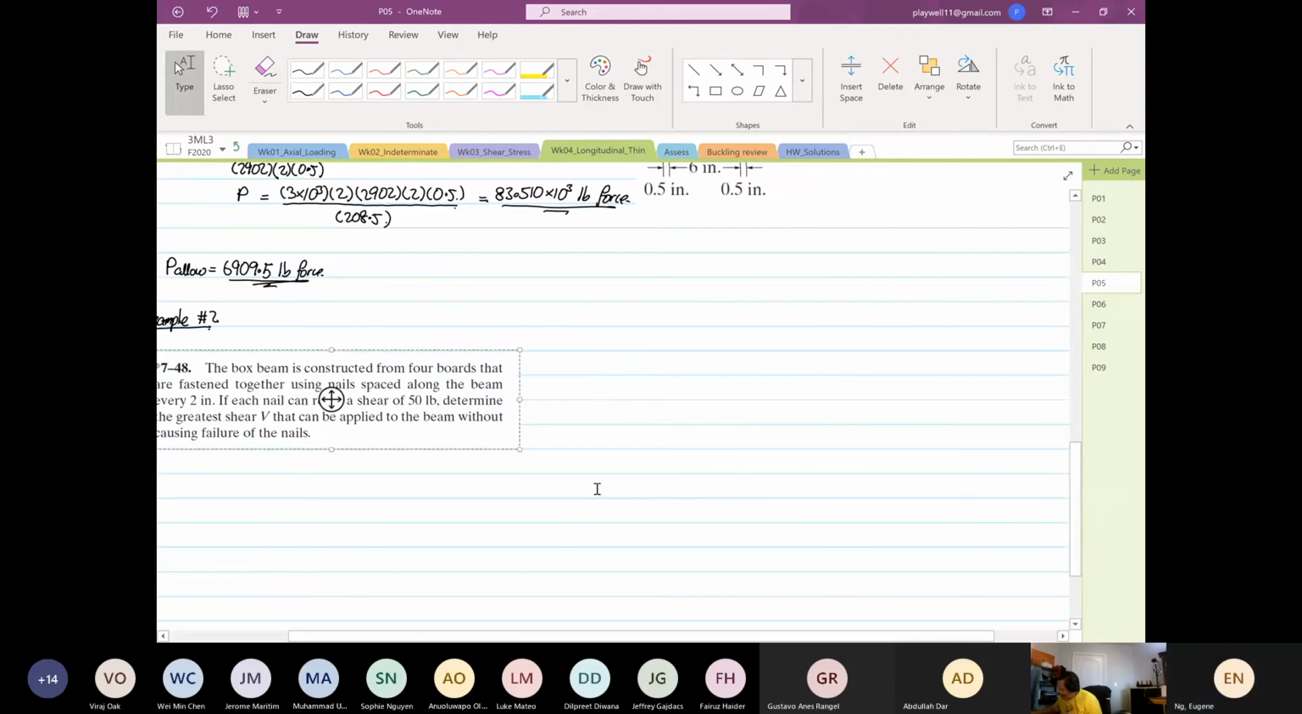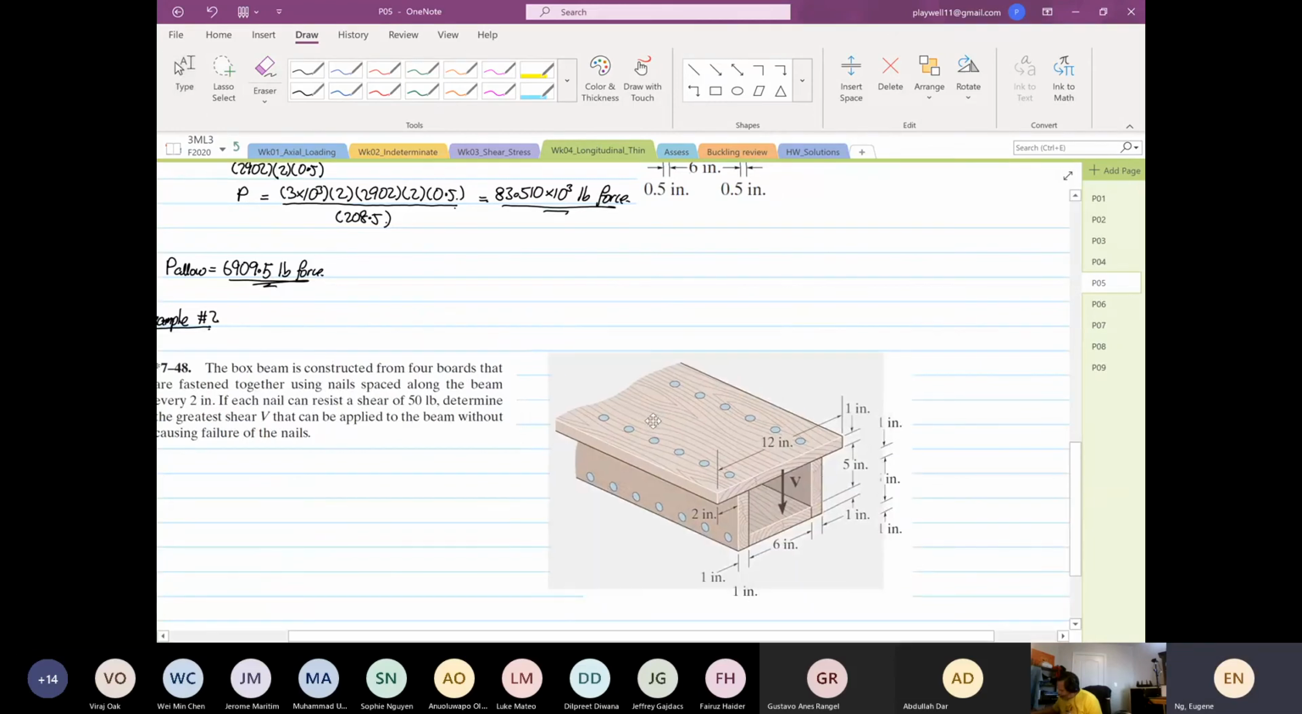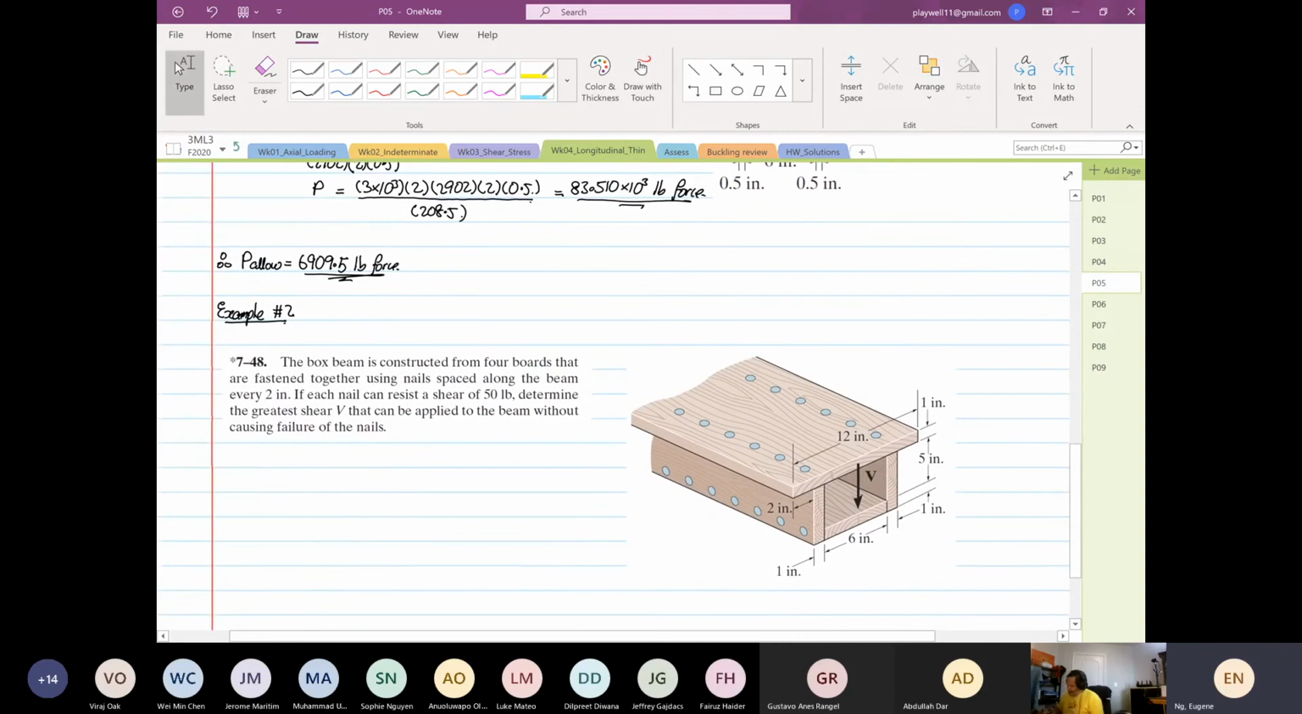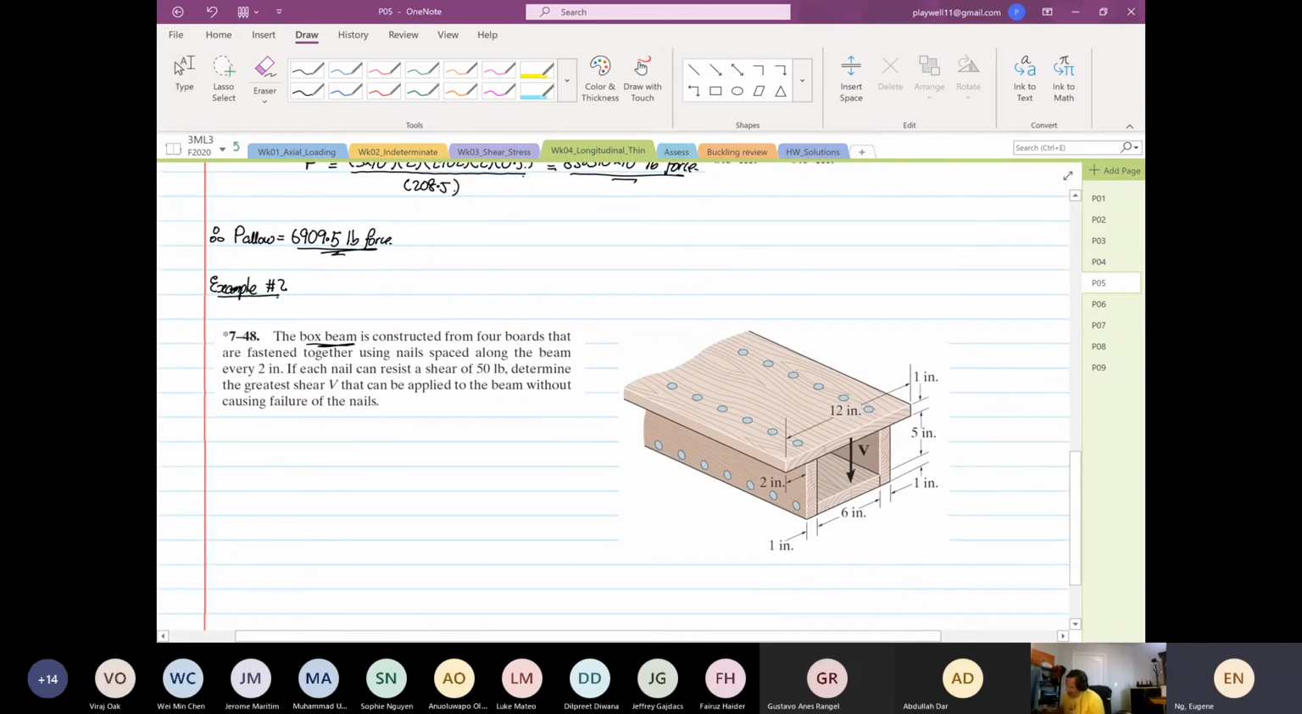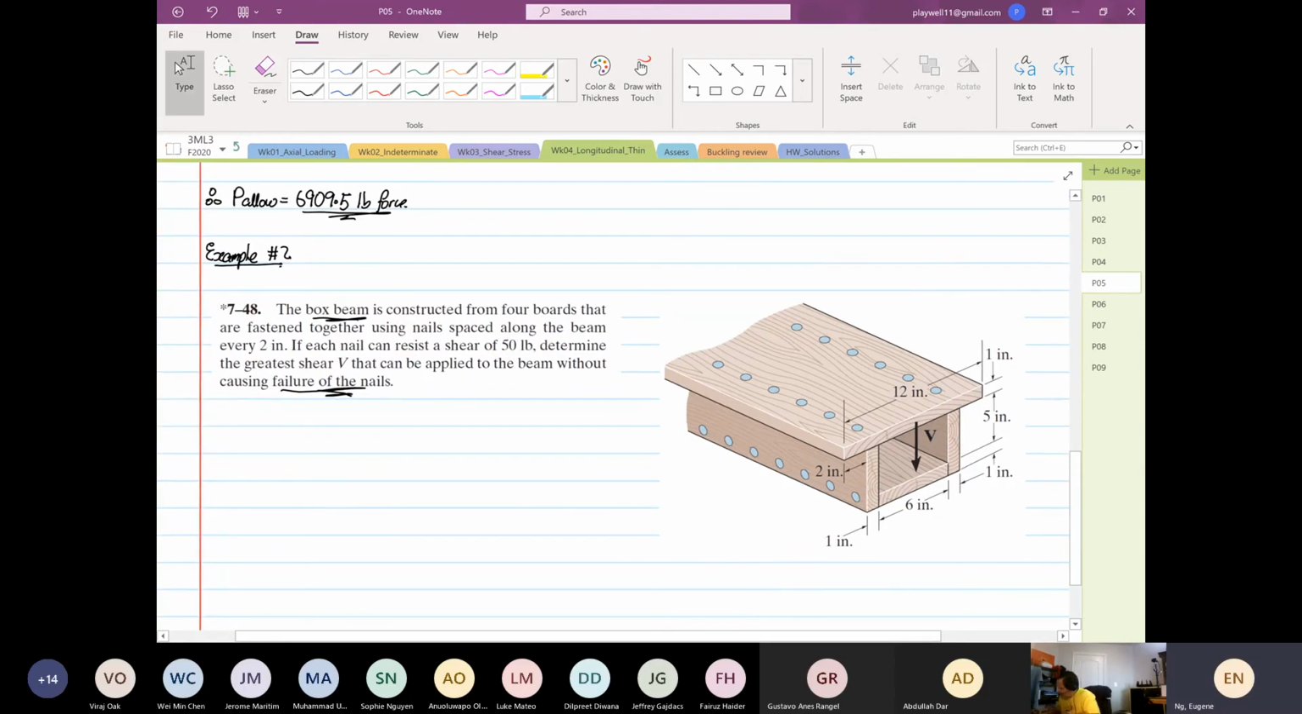Okay. Example number 2. So if you have the image of the handout, the box beam, there you go. You can see it's constructed from 4 boards. They are fastened together using nail spacing along the beam every 2 inches. Okay, so the spacing is every 2 inches. If each nail can resist a shear of 50 pounds, determine the highest V that can be applied to the beam without causing failure to the nails.